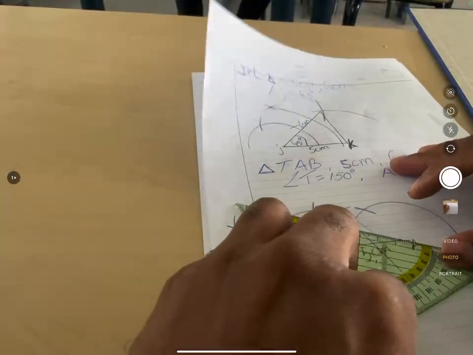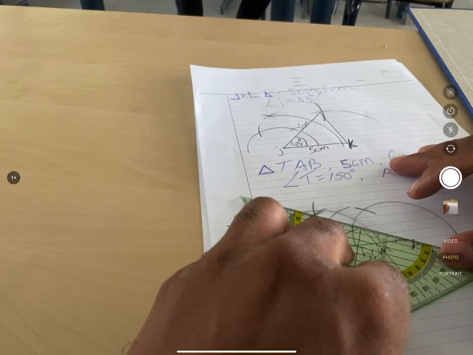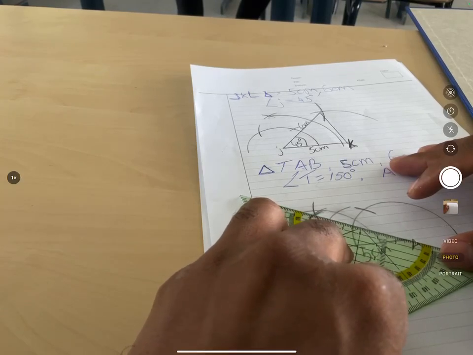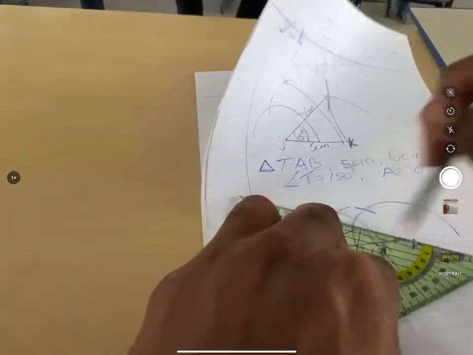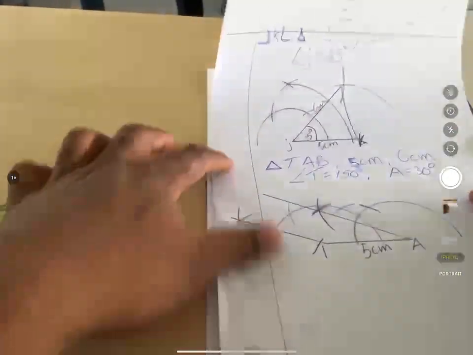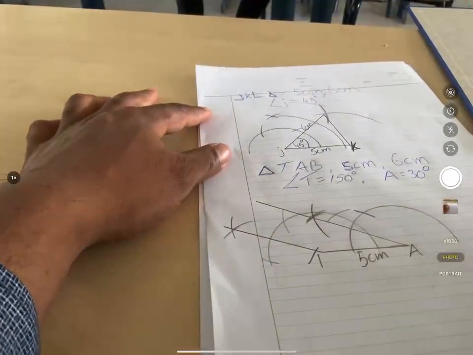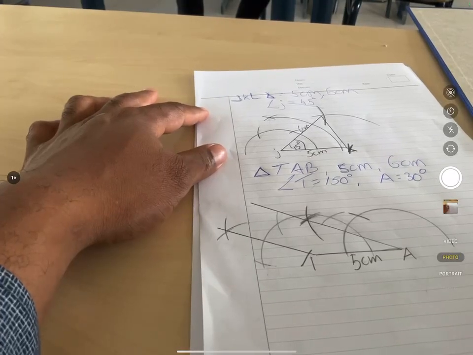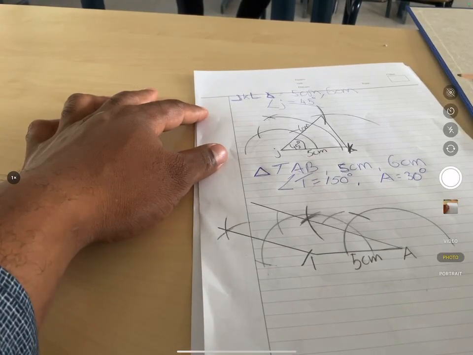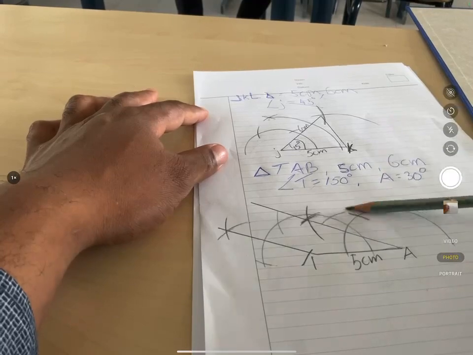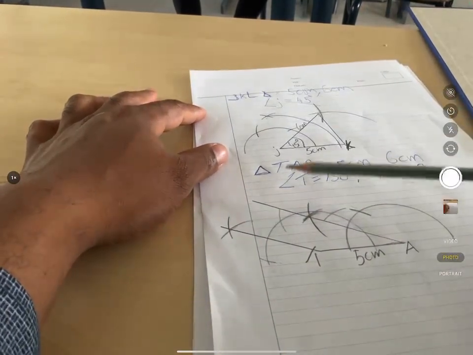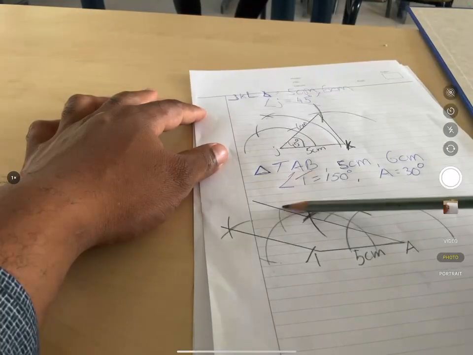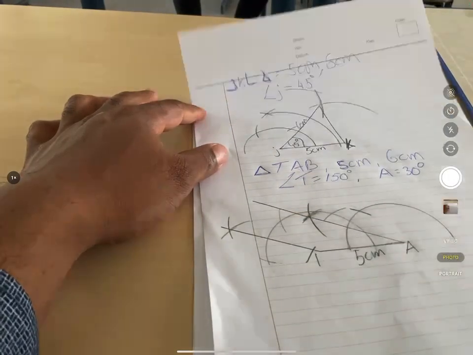No. It doesn't close. We don't have enough space. Yes, that is a 30-degree angle. Yes, it doesn't close. We need more space. 30s, 150.